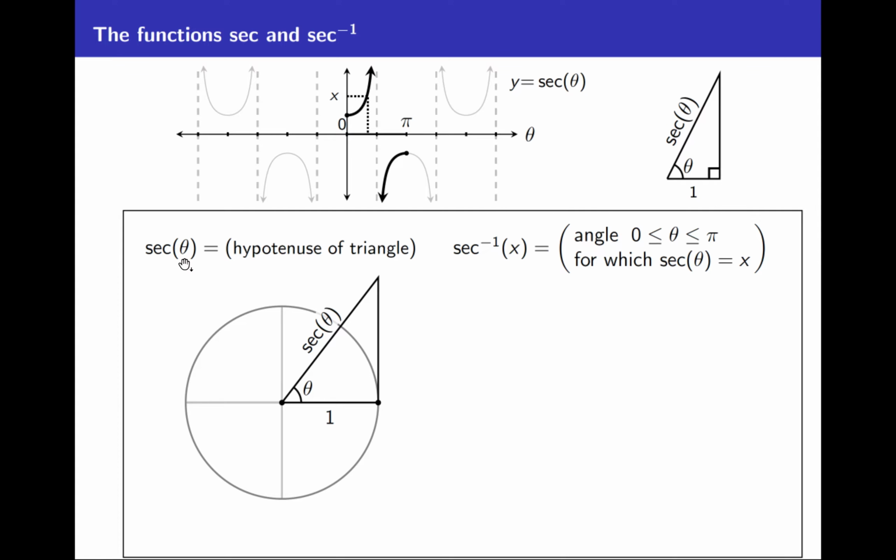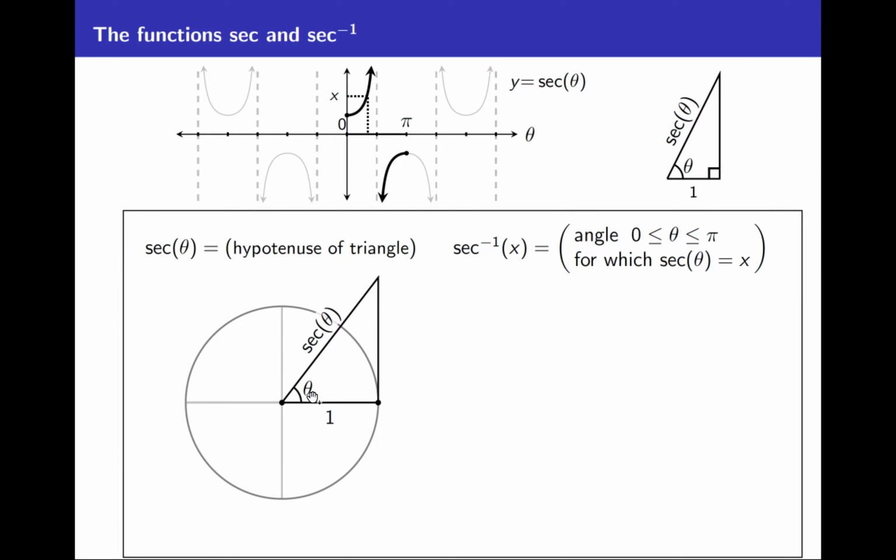So here's our picture of secant theta. It's the hypotenuse of this triangle, as discussed here. And we're going to draw a corresponding picture for secant inverse. It's going to be this picture, but with theta between 0 and pi, so it'll be the upper part of the unit circle. And we'll run this picture in reverse.